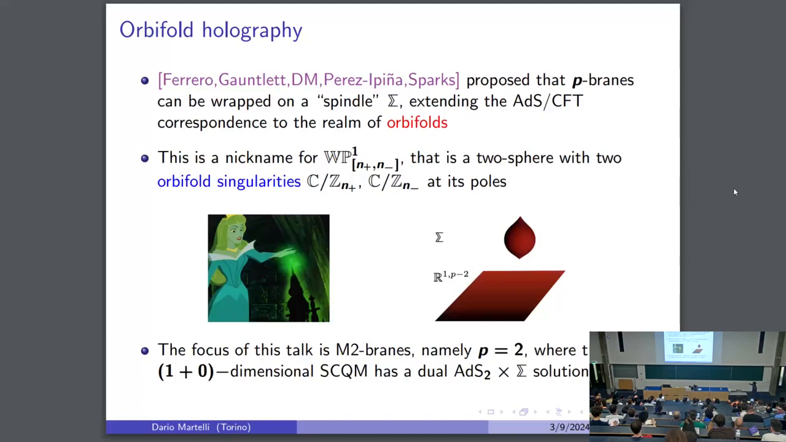Okay. So if you have a p-brane and you wrap it on this two-dimensional orbifold, which we will call a spindle, then you get an effective theory in p plus 1 dimensions. This works for any p, but for p equal 2, which is the focus today, for M2 branes, you get effectively a 1 plus 0 dimensional theory, which is, as I said, a quantum mechanics. And if there is a solution which is an AdS2 throat, then you might think that that's superconformal.